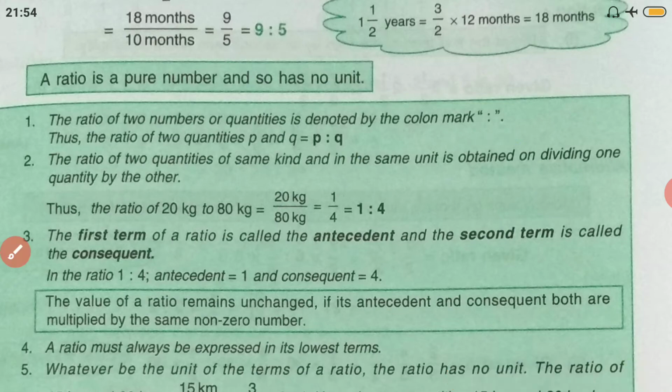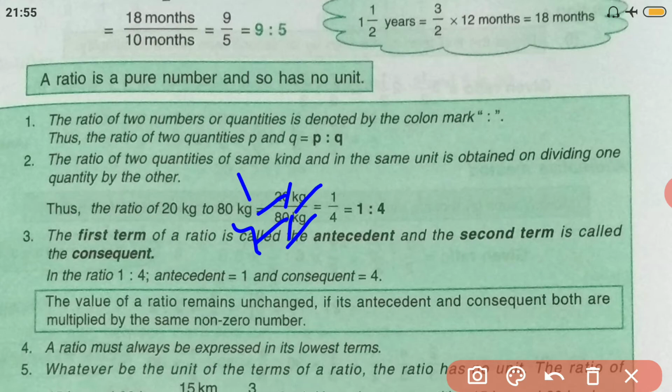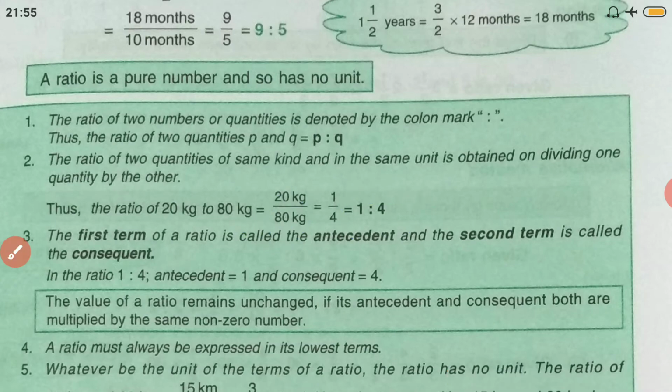The next thing: the ratio of two quantities of the same kind and in the same unit is obtained on dividing one quantity by the other. That means here we can write division, here we can write ratio, and here we can write it in terms of fractions, right? So the example is 20 kg to 80 kg. So 20 upon 80, you can see kg gets cancelled, the 0 also gets cancelled, and 2 can cancel 8 four times, and 2 can cancel 2 one time. So the ratio becomes 1:4, right? I hope you understood.